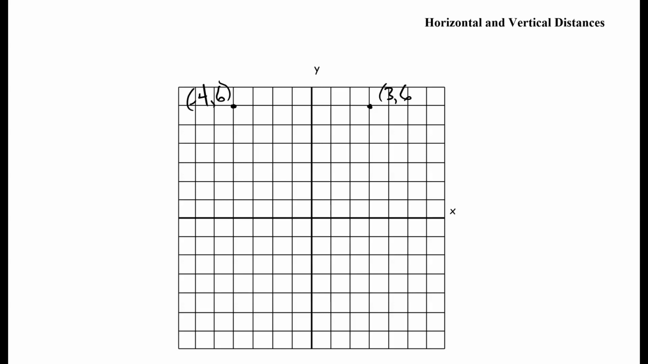And if I wanted to know the distance between these 2 points, I could just do what we've done before, which is I could count the number of units from one point to the next. 1, 2, 3, 4, 5, 6, 7. Or I could add the 2 distances from each point to, in this case, the y-axis. So from here, that's 4 units. And from this point here to the y-axis, that's 3 units. And either way, I'm going to get 7 units.